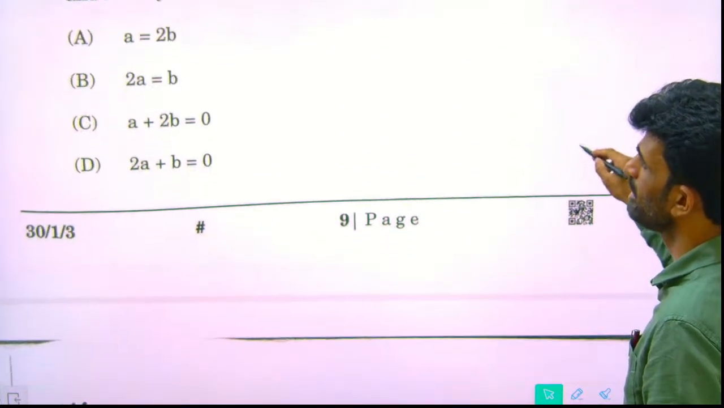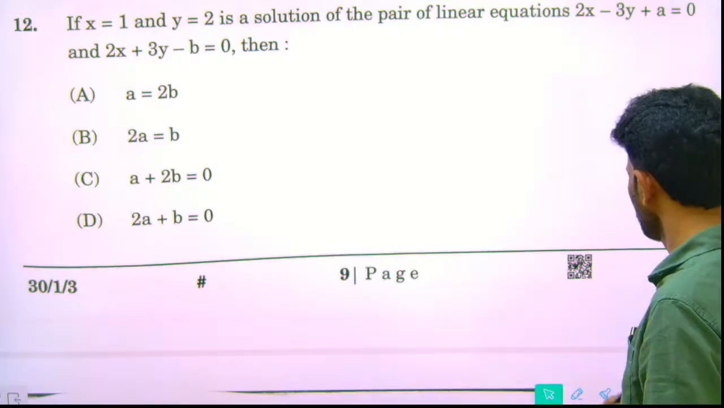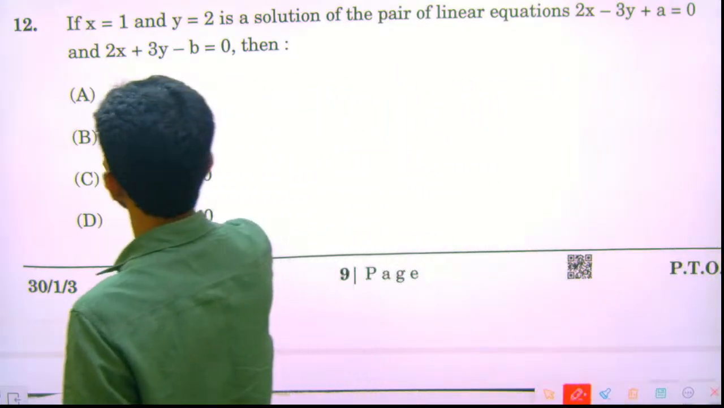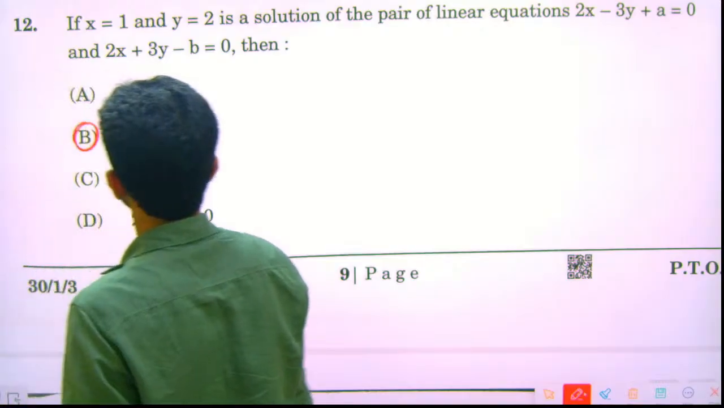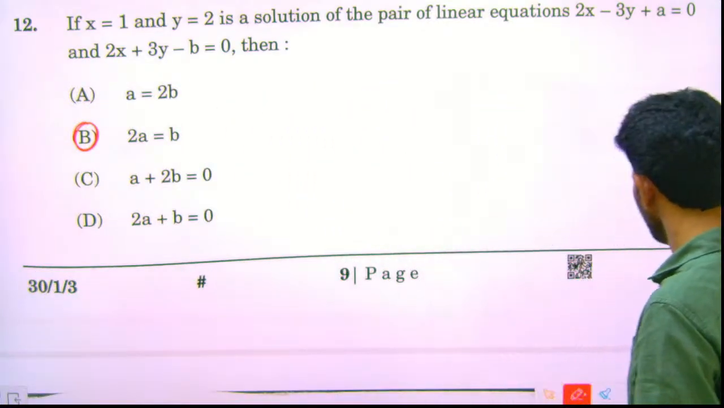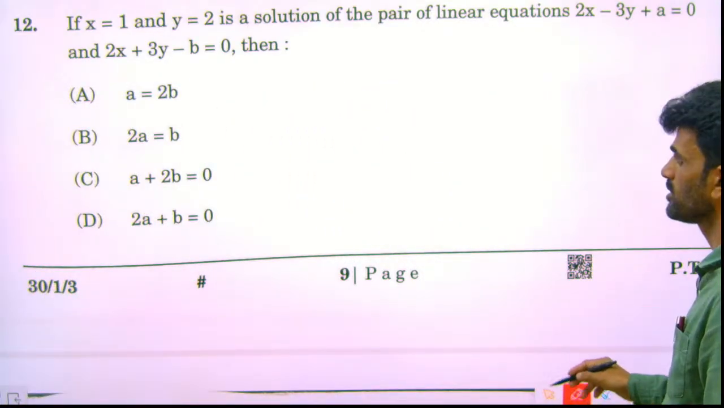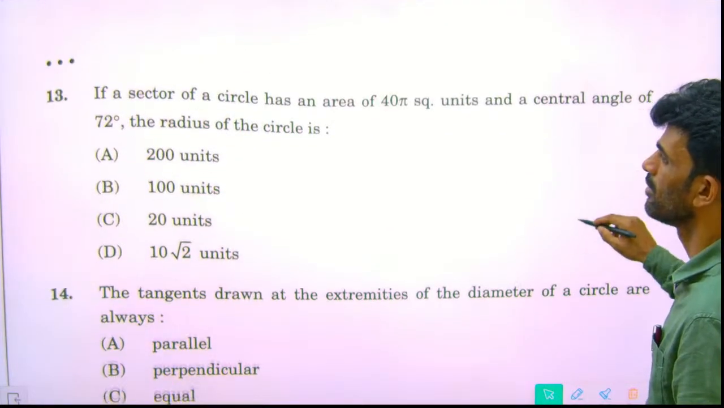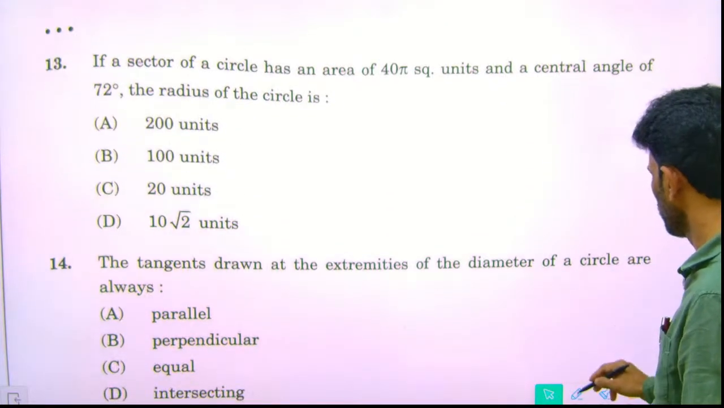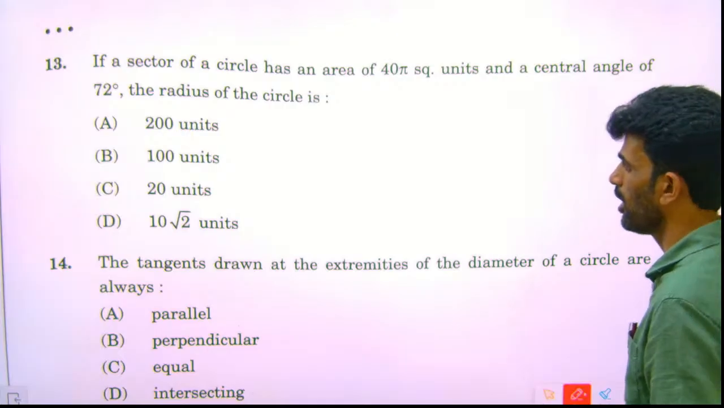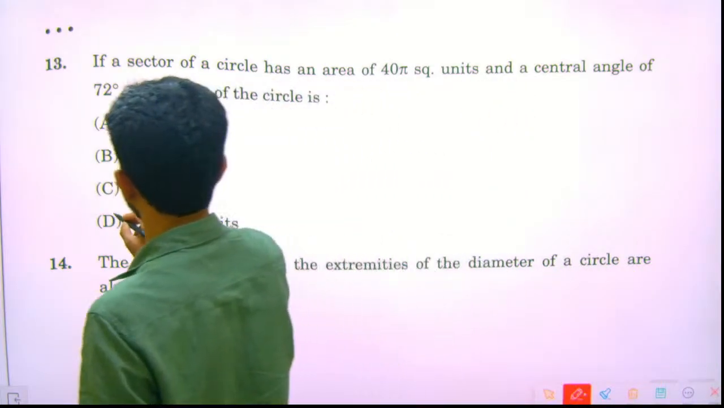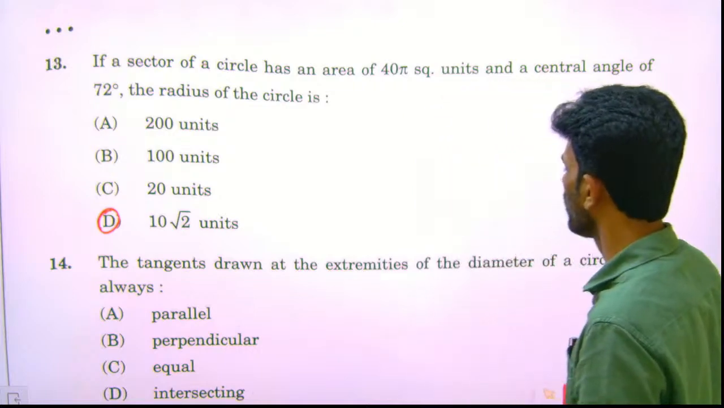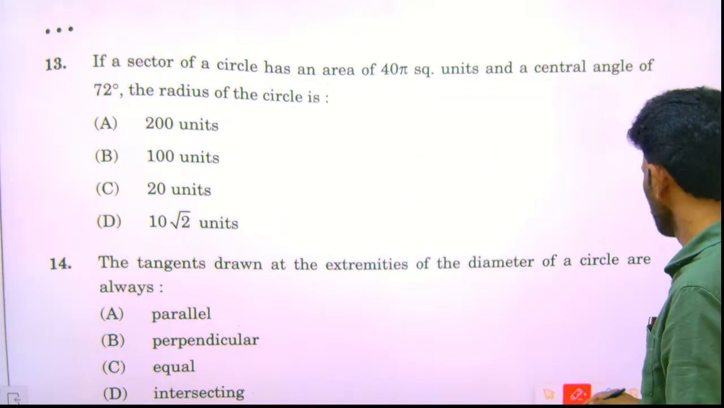Question number 12 was there in all the 3. We already did it before. We got 2a is equal to b. Question number 12, 2a is equal to b. Now question number 13 we have also done before. We got 10 root 2. The answer is 10 root 2 because the discussion was done before in the previous set.